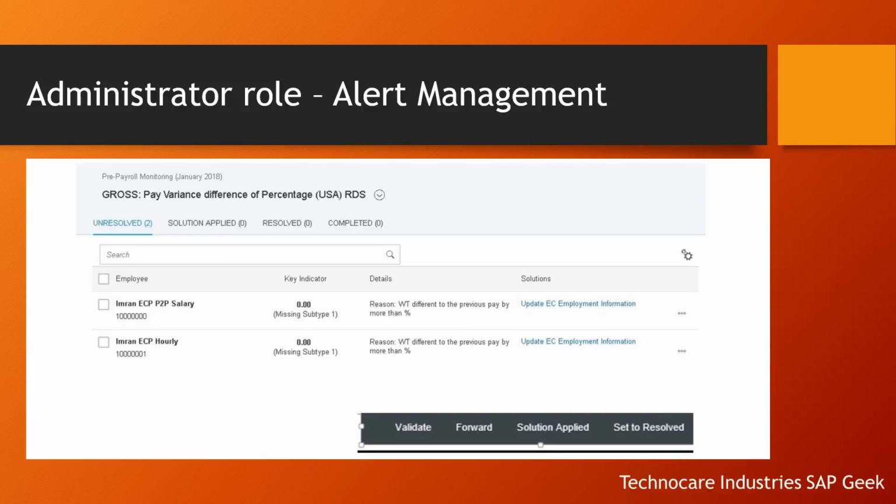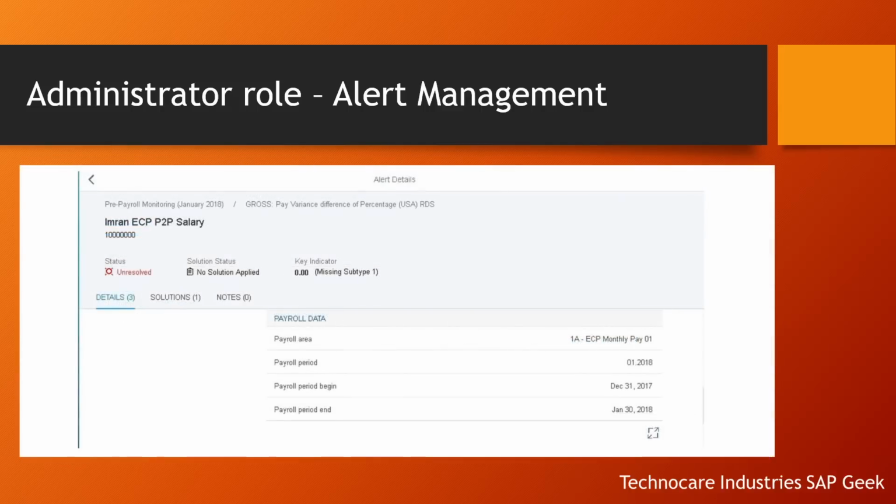Okay, so this was the alert management screen. There is one more detail screen. If you go to the alert details screen, you will be able to get some details like the payroll area of the employee, the payroll period, the payroll begin date and end date, and the probable solutions. These probable solutions are also configurable. For example, if you're not getting any cost center assignment, you can give probable solutions like check position data in infotype 1, check cost center assignment in infotype 1, something like that. Some steps we can give them at the time of alert configuration.